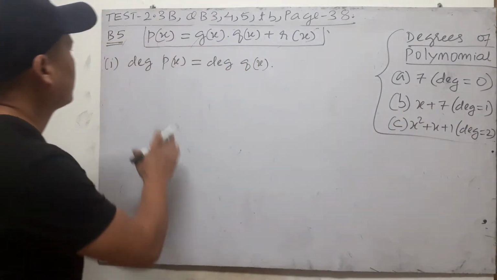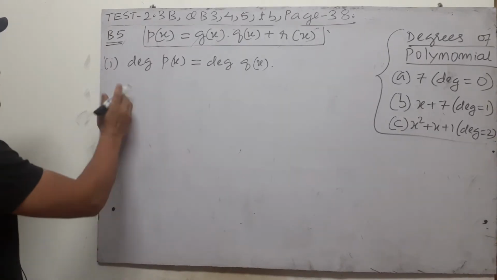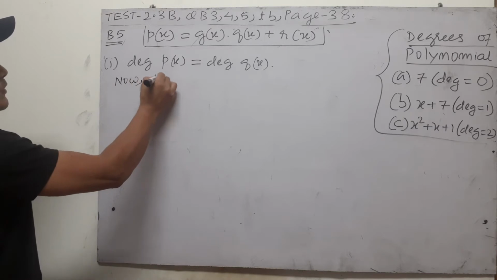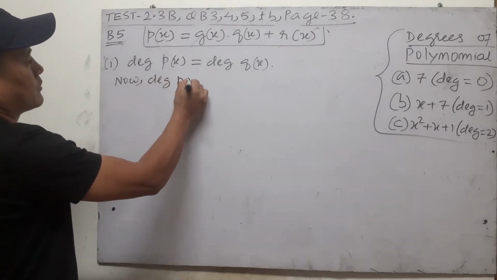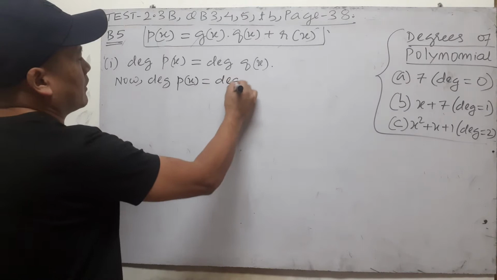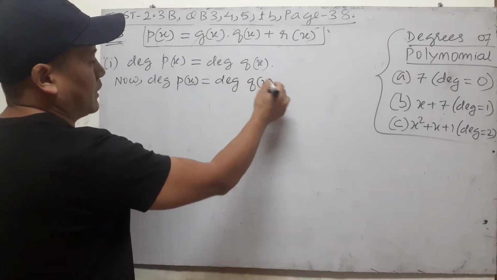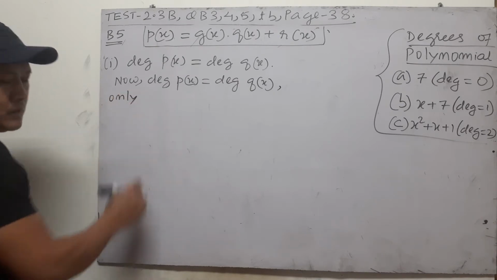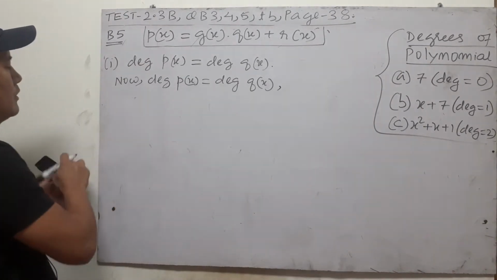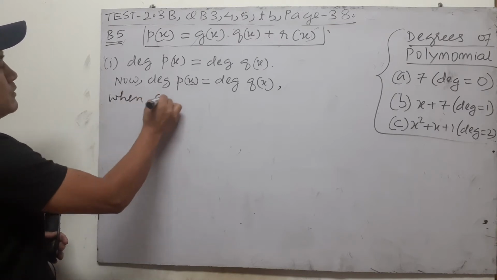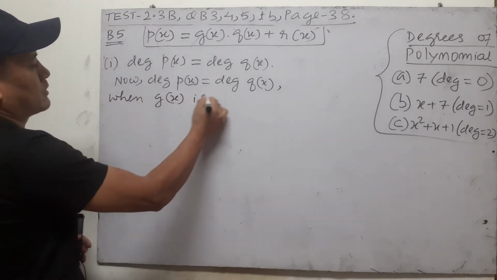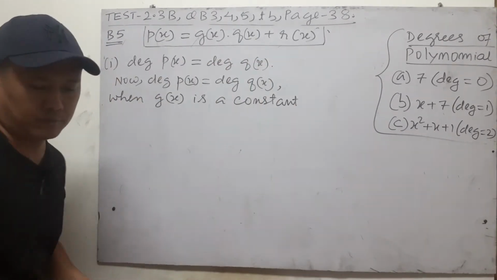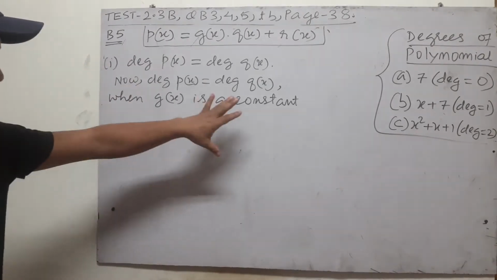Okay, so now the question is saying, according to the question condition, degree of p of x should be equal to degree of q of x. And this will happen only when g of x is a constant. You don't have to think too much, I'll explain it down here.